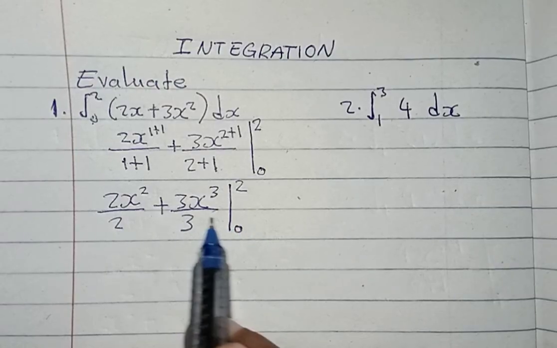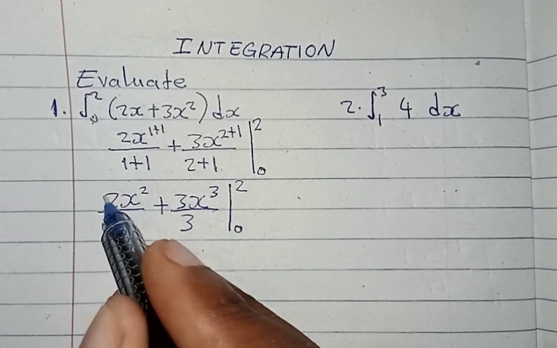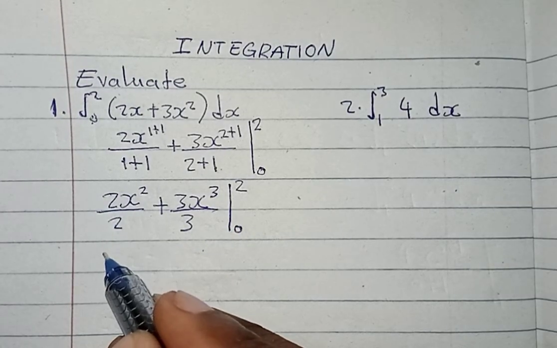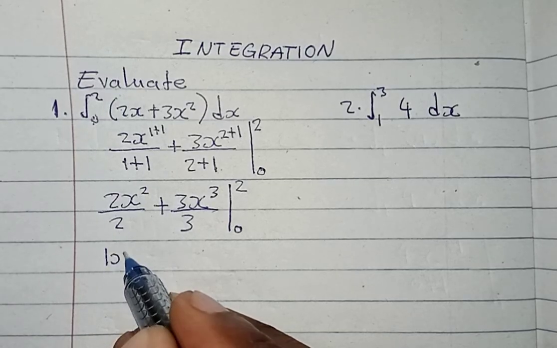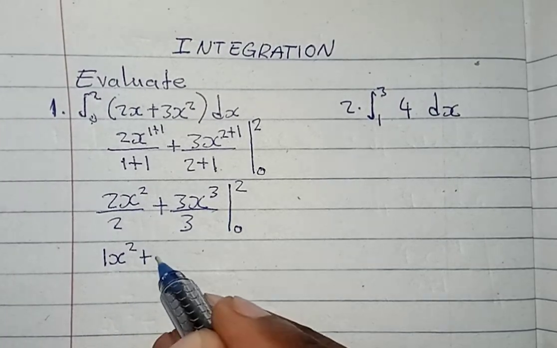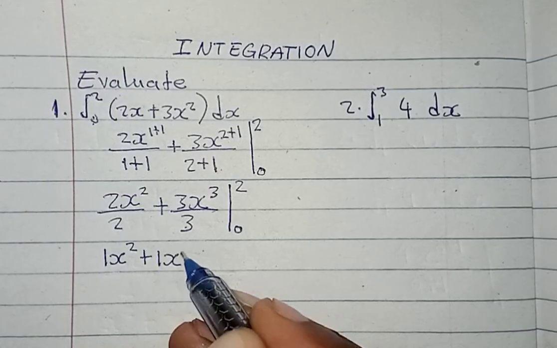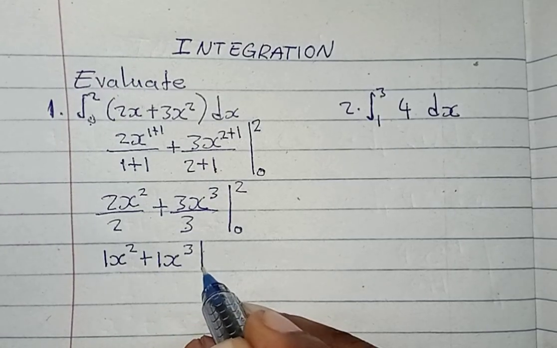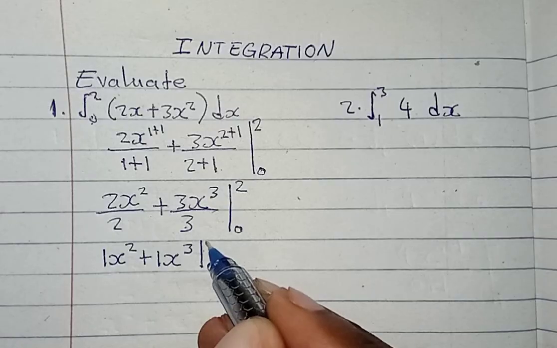We can simplify this expression. 2 into 2, it's 1. So we have 1x squared plus 3 into 3, we have 1x to the power 3. And these are the limits 0 to 2.